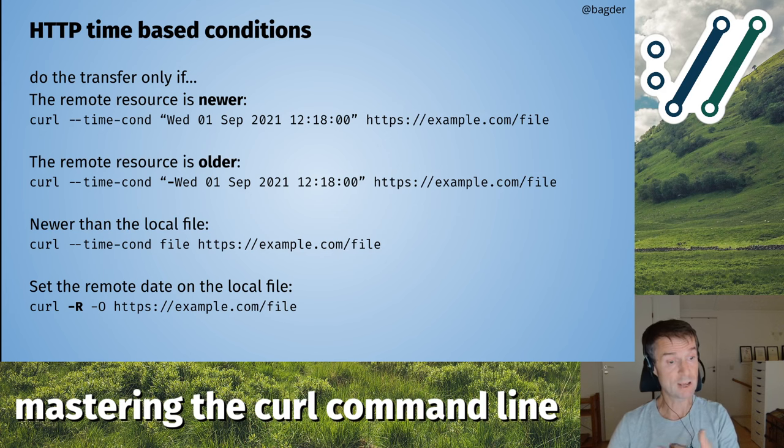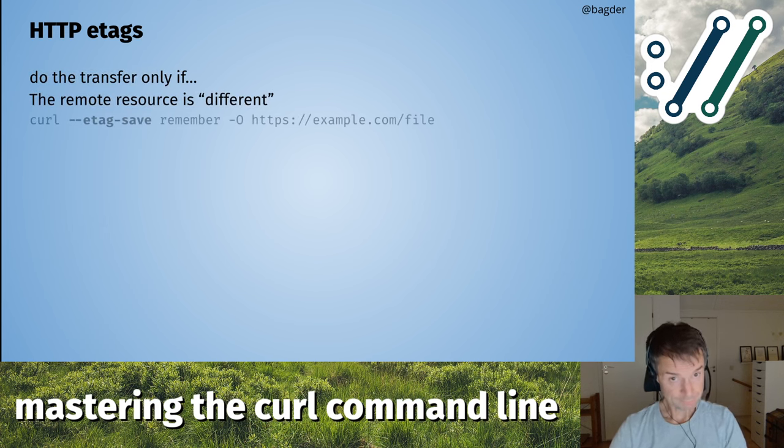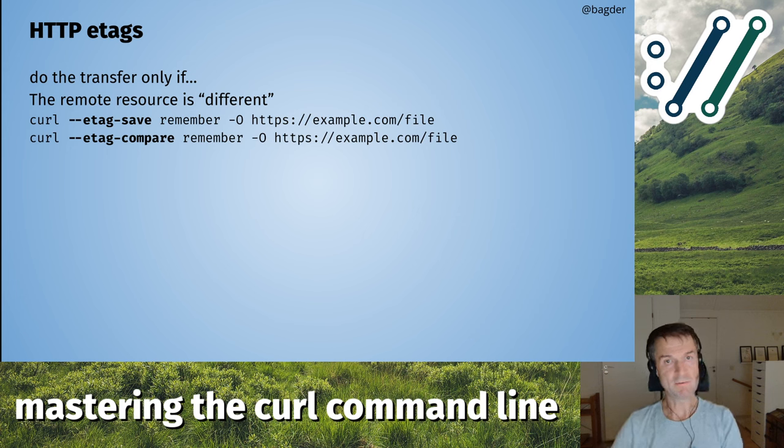Is it newer than what I got the last time? Then similarly, you can also do e-tags. E-tags is another way to do conditional things. Only get the data again if it's different than the last time. You basically save the e-tag for this resource this time into a file. In this case, we call the file remember. So if I get this file, remember the e-tag here, and then I get it again tomorrow, only get it if it's different than what I got yesterday, right? E-tag save, e-tag compare. So as long as it's the same that I already have, don't get it again.